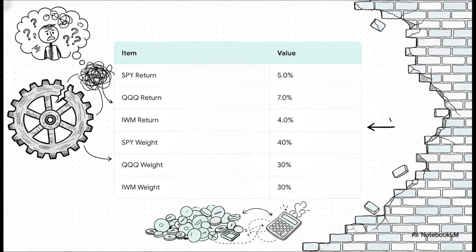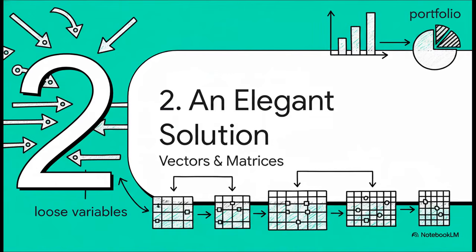For 3 funds, okay, maybe you can manage it. But what about 30 or 300? No way. The whole process just completely breaks down. And that brings us to the elegant solution. Instead of seeing all our data as just a jumble of loose numbers, we're going to give it a serious upgrade. We're going to organize it using the core tools of linear algebra.